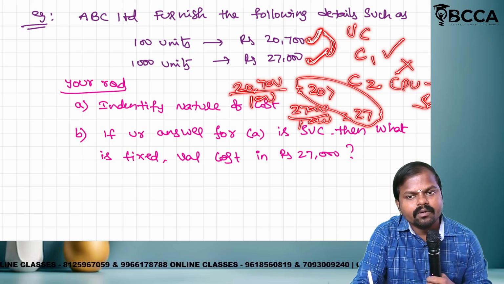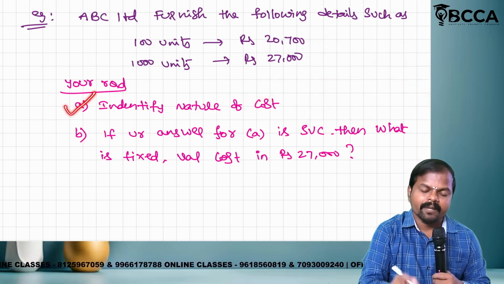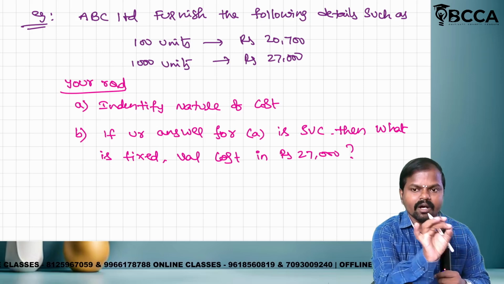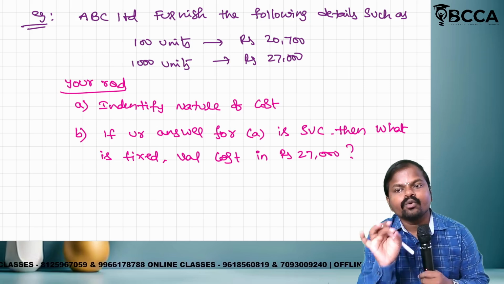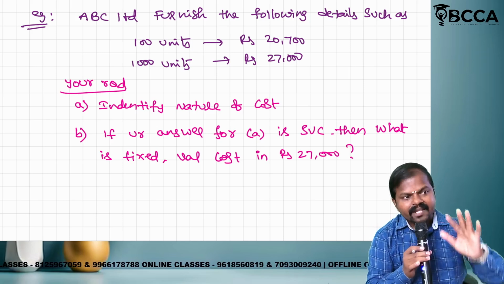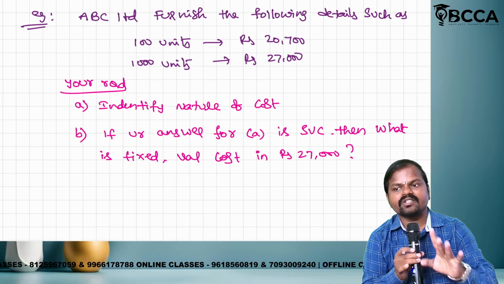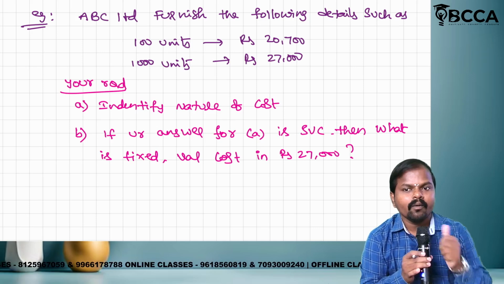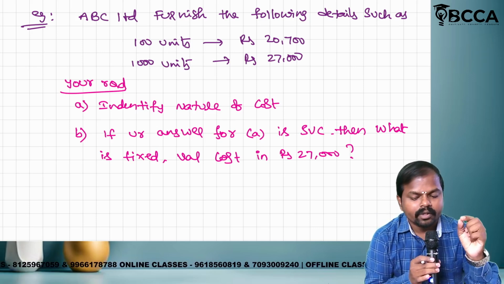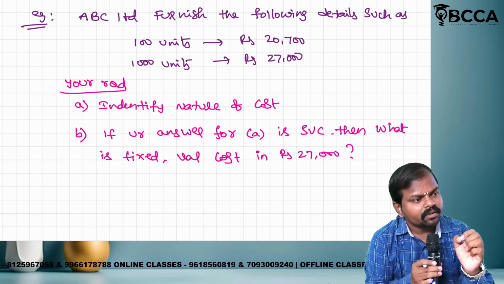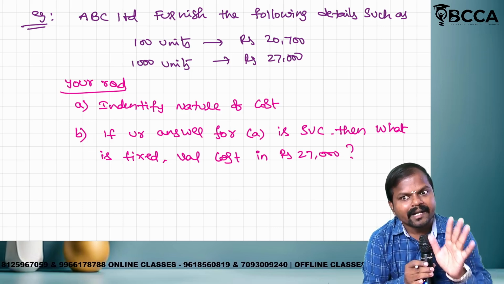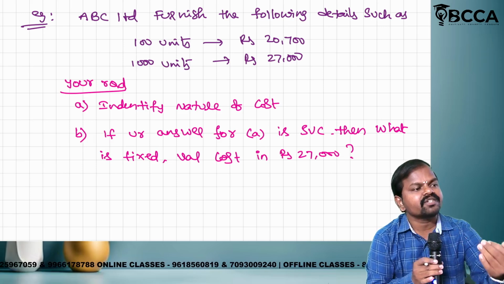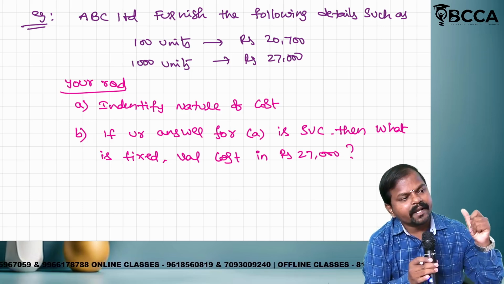So for question A, we can write that the above given cost of rupees 20,700 and rupees 27,000 is treated as semi-variable cost. You should tell it like that. What reason do you have to mention? Such 20,700 and 27,000 rupees do not match the conditions under fixed cost and variable cost. That is the reason we are mentioning semi-variable cost. Is it clear?